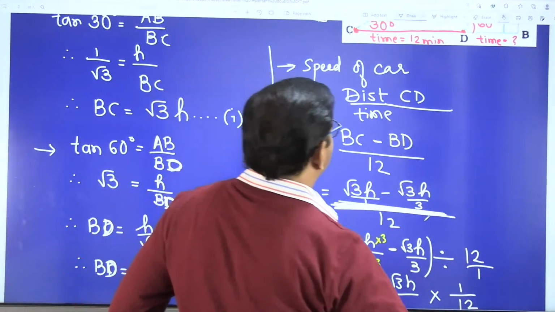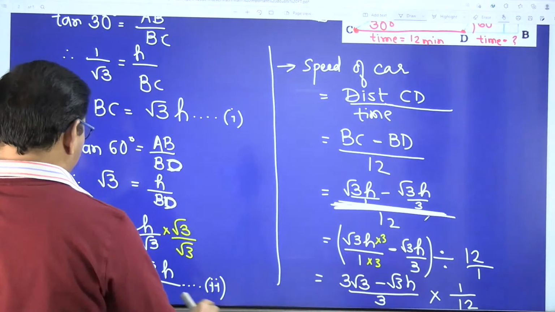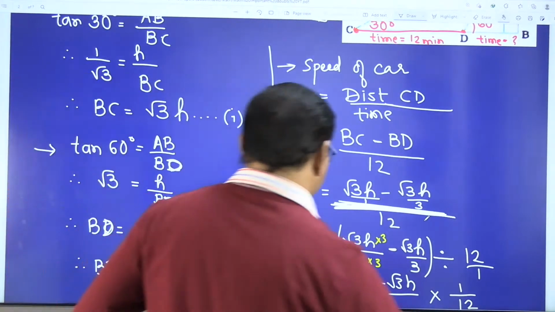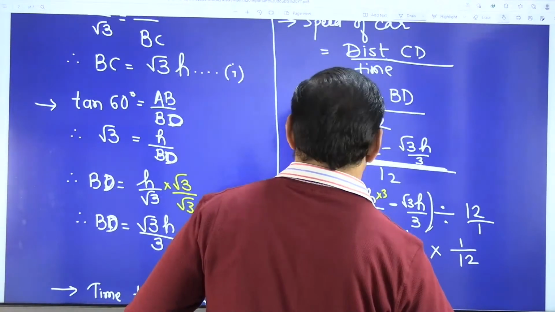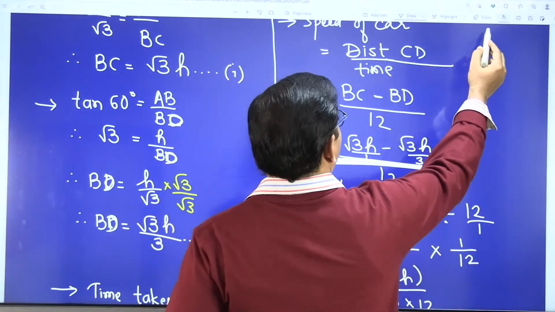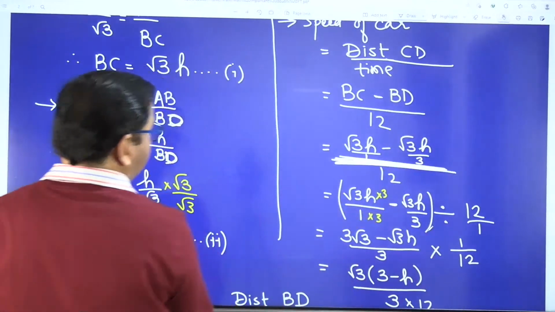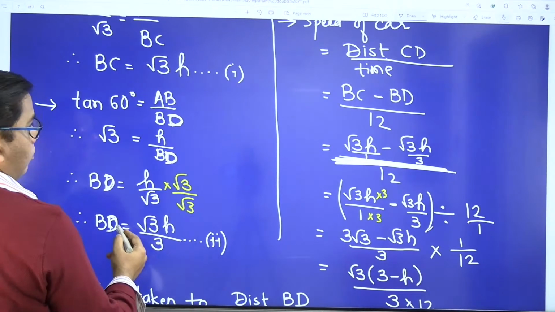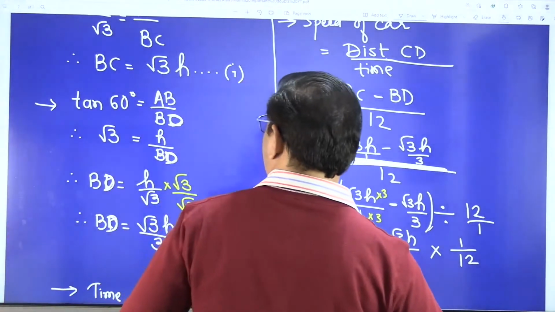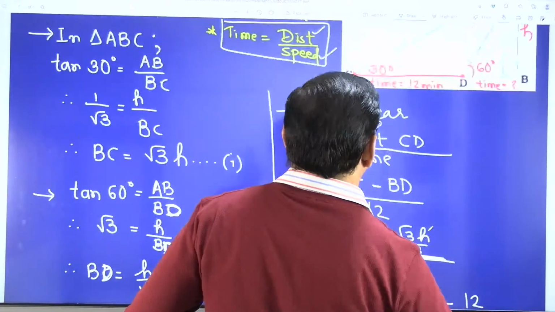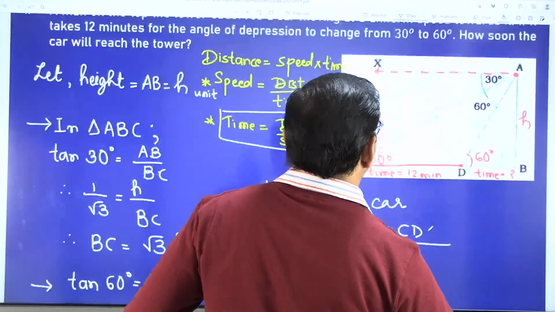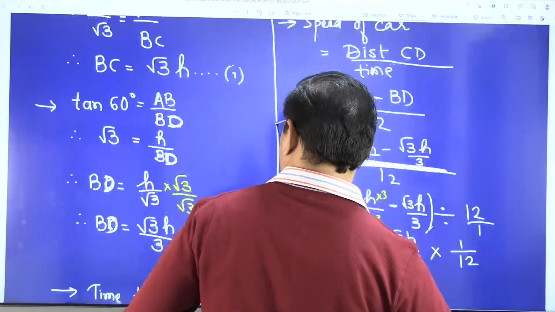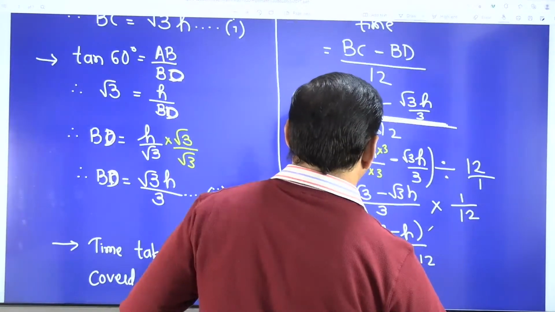Distance CD is equal to what? BD, which is root 3h upon 3. Is this substitution incorrect? Is it 3 in the denominator? Have we substituted it incorrectly? It is BC, root 3h, minus root 3h upon 3. Root 3h by 3. Yes, 3 root 3.